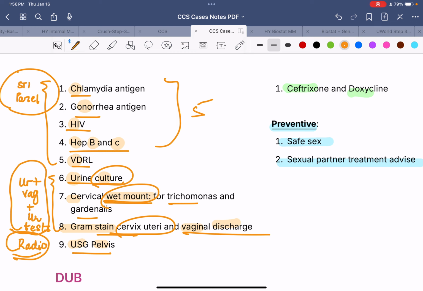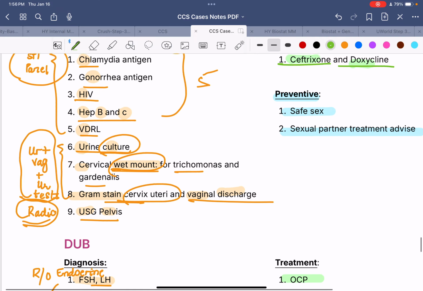And in the radiological test, you can do an ultrasound of the pelvis, and specifically if you find out that the patient is infected with gonorrhea or chlamydia, then you can administer ceftriaxone for gonorrhea treatment and doxycycline if the patient is not pregnant and has chlamydia infection, or if the patient is pregnant, she can be given azithromycin. And the prevention, of course, safe sex counseling along with sexual partner treatment advice.